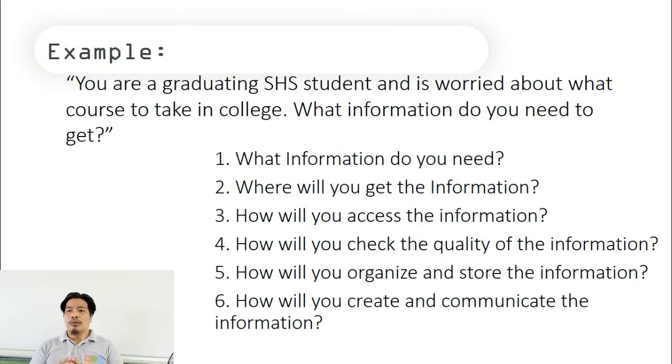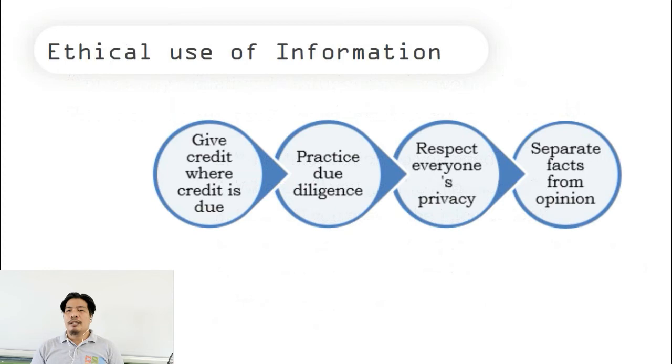Now, we move on to our next topic, which is the ethical use of information. Now, to be an information literate individual, not only do you have to have the skills needed to be information literate, you should be able to know how to use it, and to use it with ethics and to use it properly. So, for this, we have the 4 methods of how we could use information with ethics.